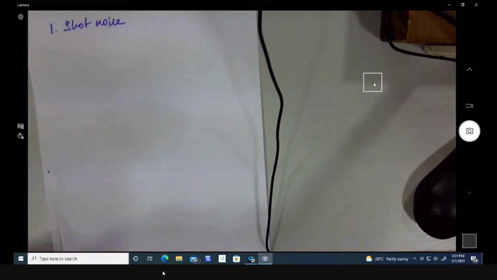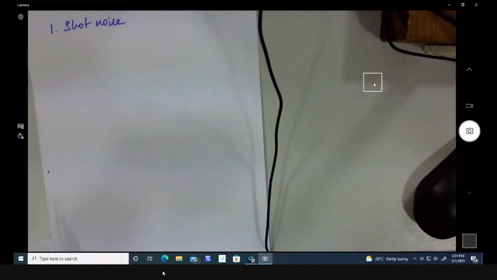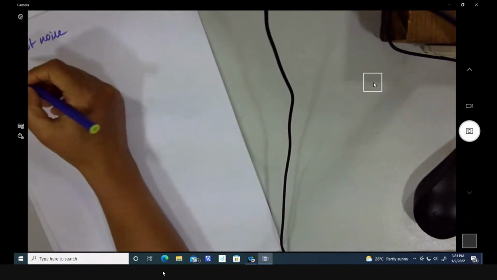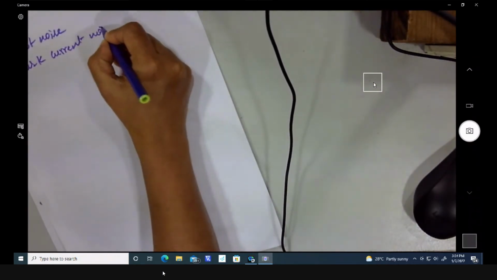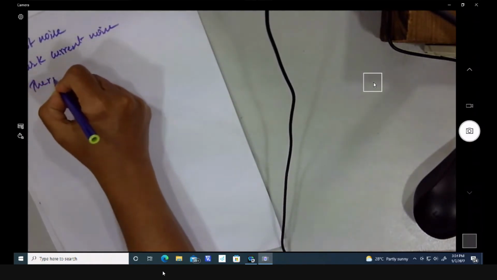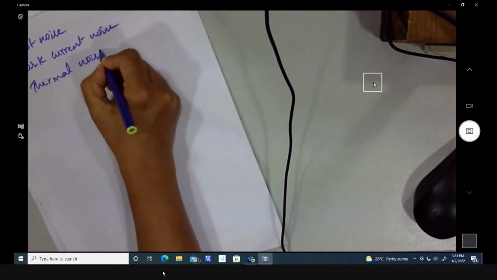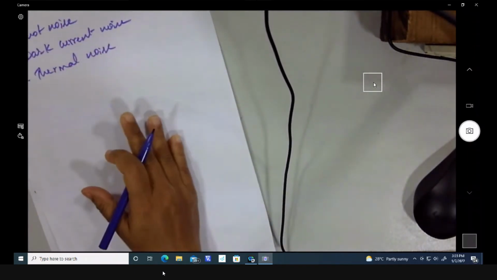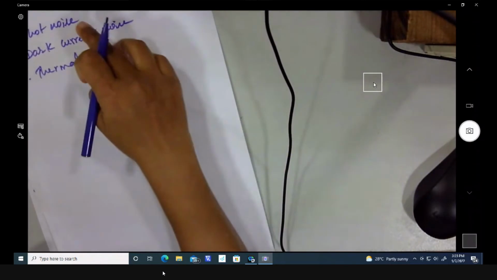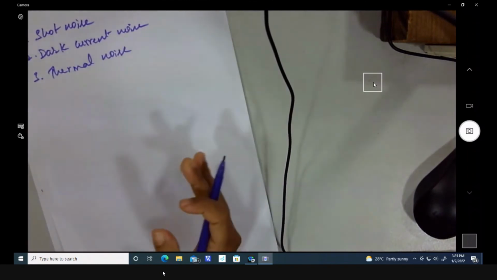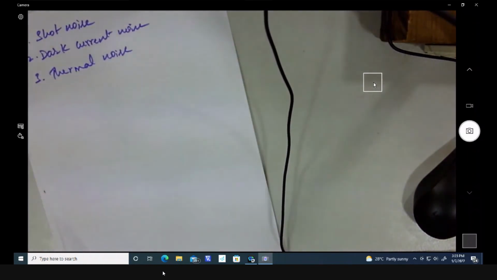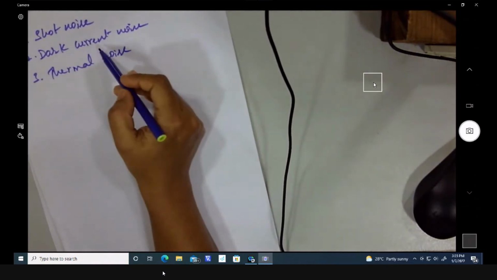Okay, first one will be the shot noise, second one will be the dark current noise, and third one will be the thermal noise. So these are the different types of noise we discussed. First one is due to the statistical nature of the optical signal, and second one, dark current, is because of the ambient light. There will be some light falling on the diode, so without photons also there will be some current generation, and that we call noise, named as dark current noise.